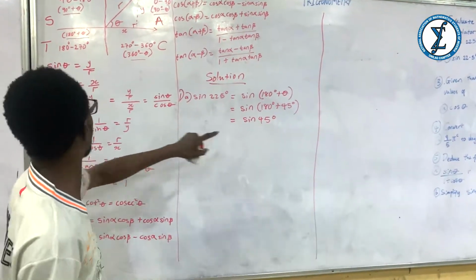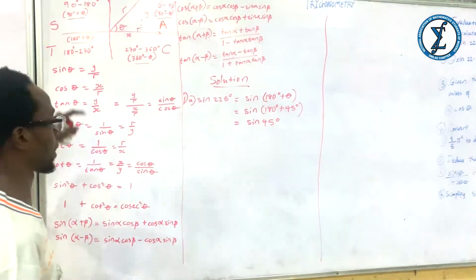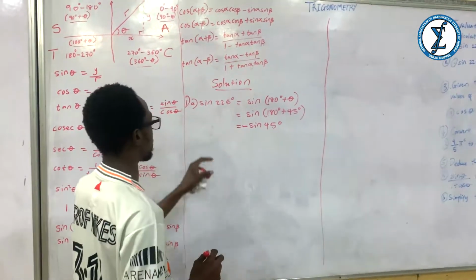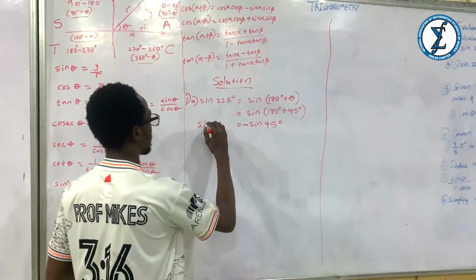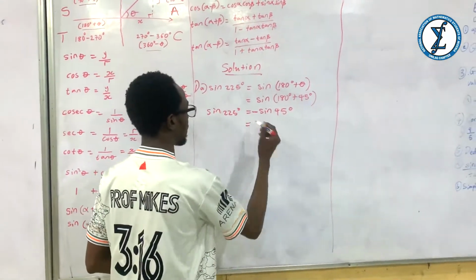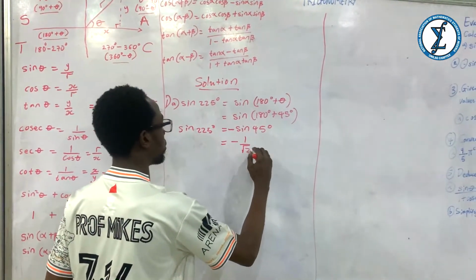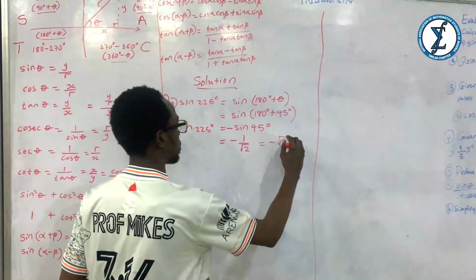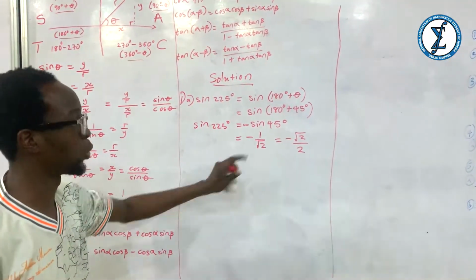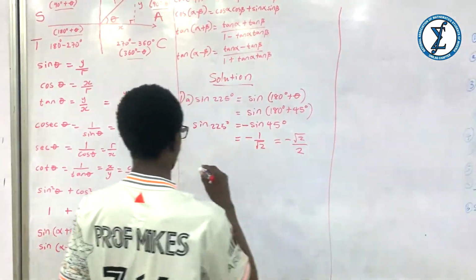However, we need to consider, is sine positive in this quadrant? No. Only tan is positive in this quadrant, and so we have to add a negative sign to this. And so sine 225 degrees is equal to minus sine 45, and minus sine 45 has a value of minus 1 over root 2, which we can write as minus root 2 over 2 when we rationalize. And with that, we've solved this question. Then we'll move on to 1b.